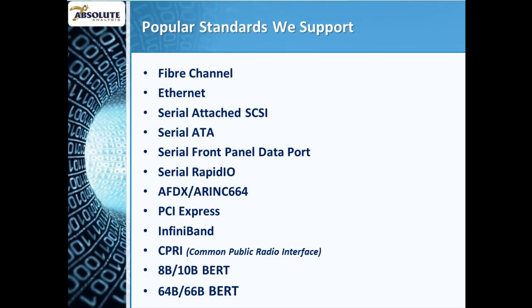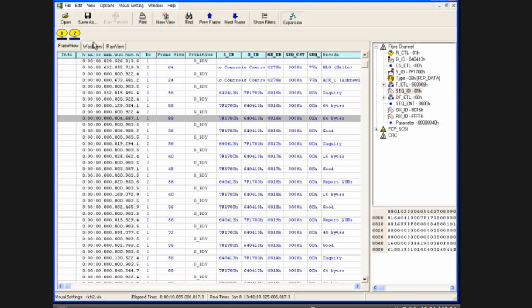The Investigator Viewer works with any of the many serial protocols supported by the Investigator system, including Fibre Channel, Serial Attached SCSI, Serial FPDP, Ethernet, Serial Rapid I/O, PCI Express and CPRI. Here's the viewer loaded with a previously saved trace so I can show you the basic features.